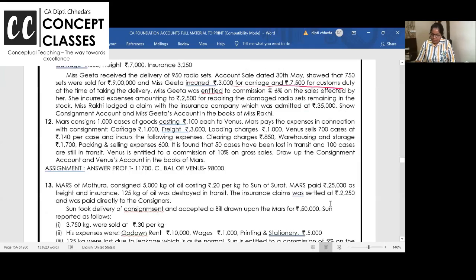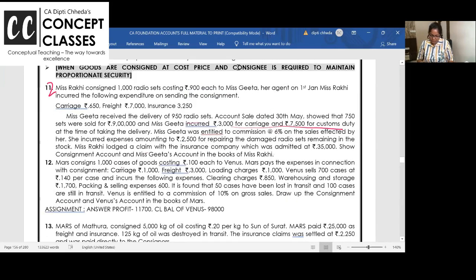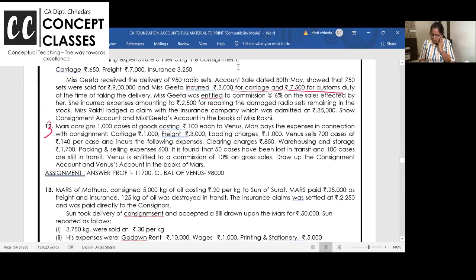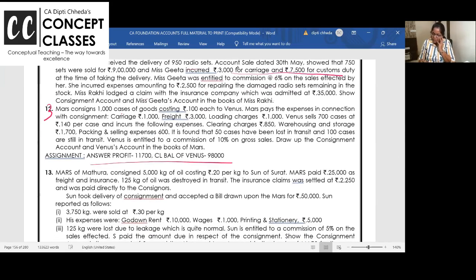Okay. So this is all about the 12th problem. The thirteenth problem I want to give as homework. I have already written the answer over there also. 13th problem. There have been a lot of problems, so I have given the answer too, read it once. 1,000 cases are sent and Mars incurred expenses of 140. This is our expense. Mars pays expenses: carriage, freight, loading.